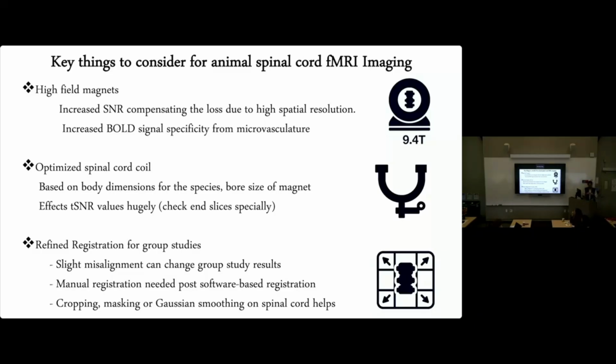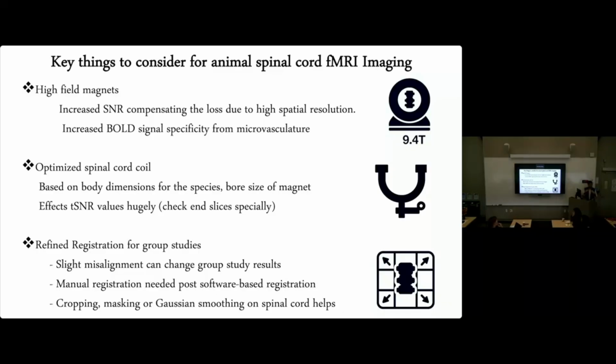Also, it is known that as we go towards the higher field, the specificity from microvasculature, where the neural origin is believed to be, is much better at high fields. We have an optimized spinal cord coil, which takes into account the body dimensions of the species and the bore size of the magnet, and this affects the TSNR values, as most of us are aware. We check for the end slice TSNR specifically.